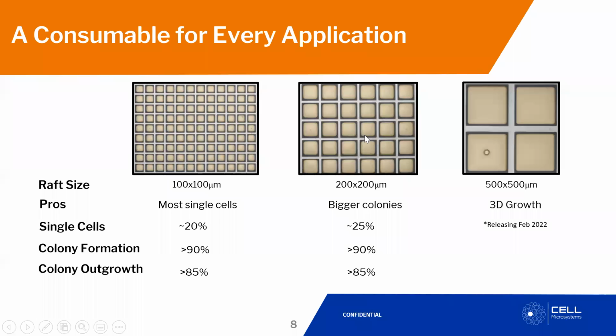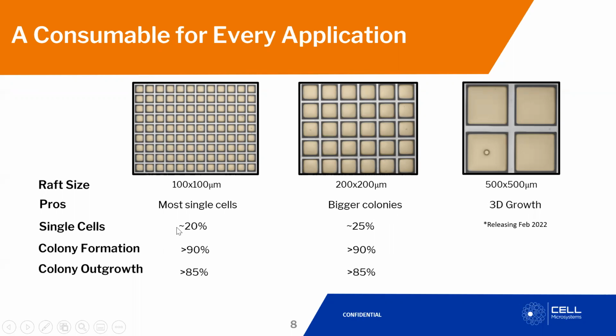The pro for the 200 by 200 is that you can grow larger colonies. So if your cells are slower growing or more spread out, or you have fewer of them, you can grow them to slightly larger sizes prior to isolation. And the 500 by 500 rafts are meant for three-dimensional growth.